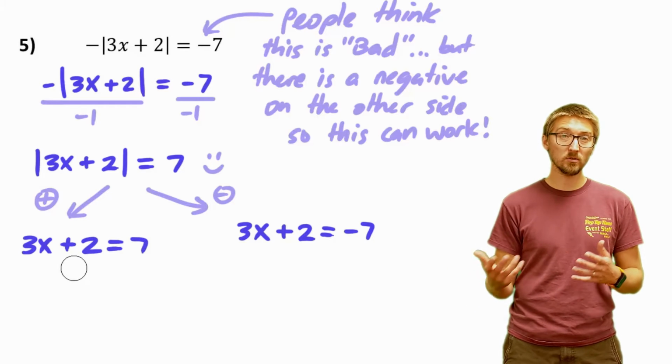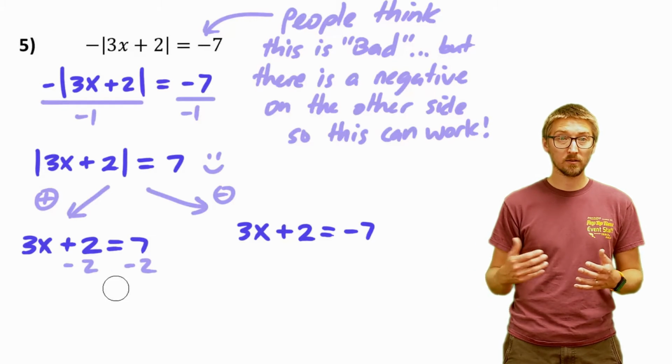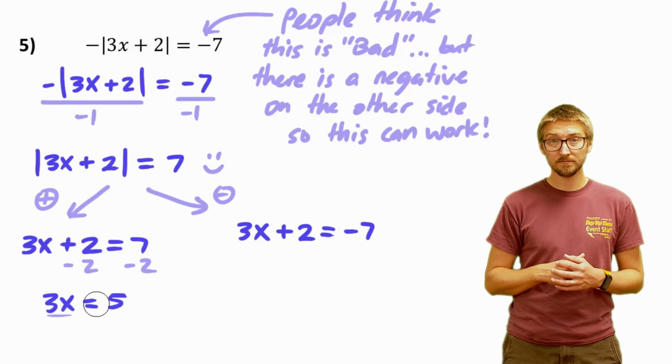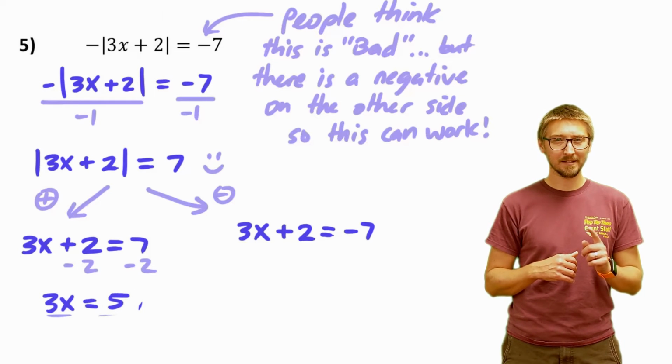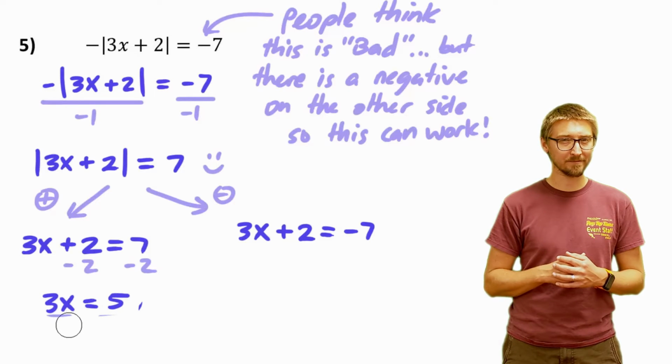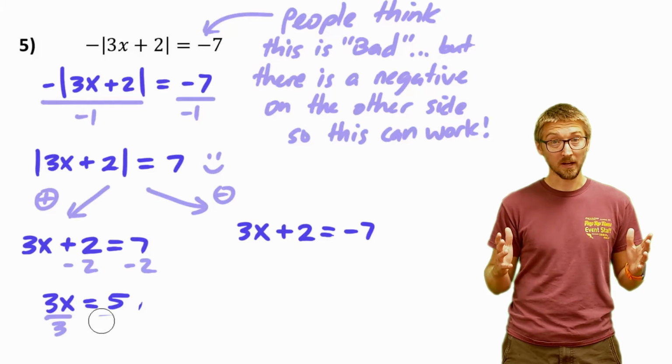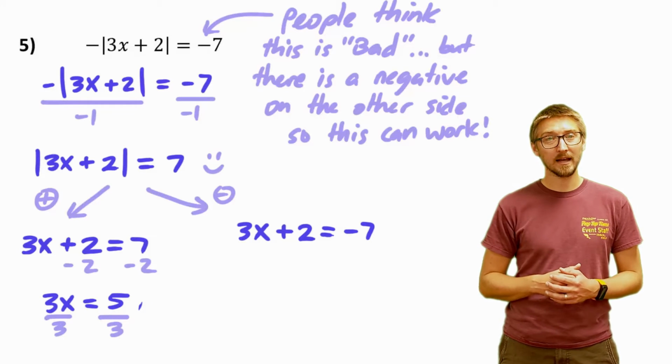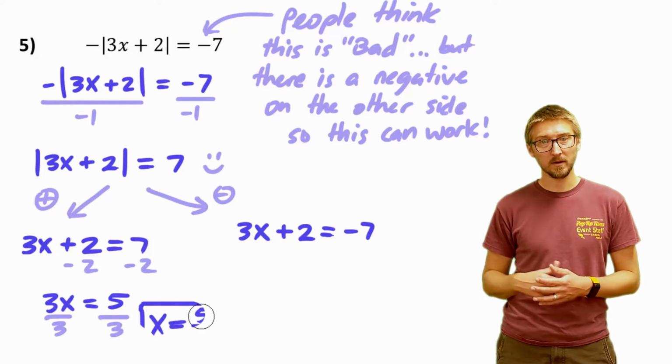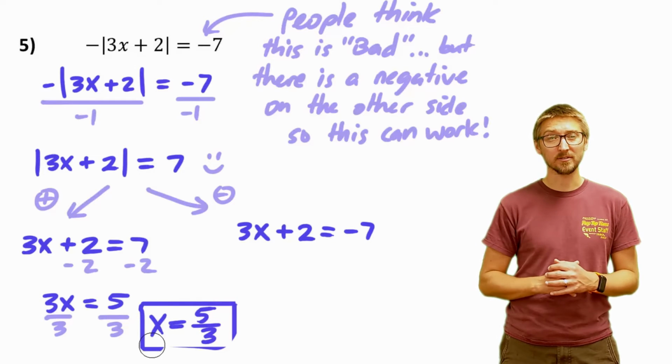So if I subtract 2 and subtract 2, I get 3x equals 5. Now, 5 and 3, you might be wondering, did we do something wrong? Not yet. To get rid of the 3 and get x by itself, you divide by 3 and divide by 3, and our answer is 5/3.